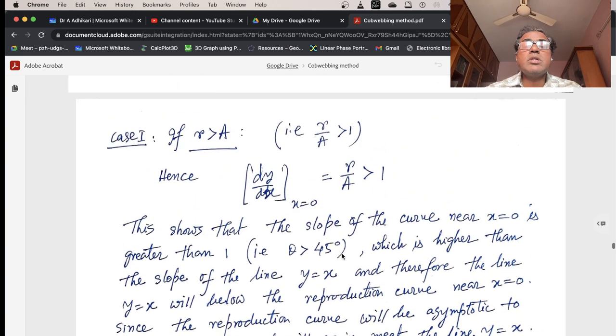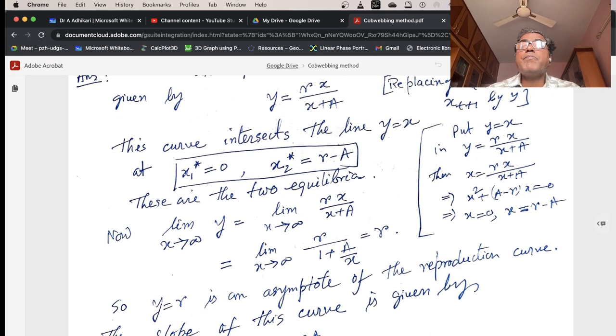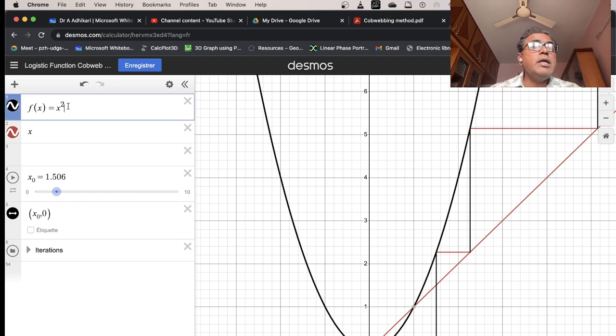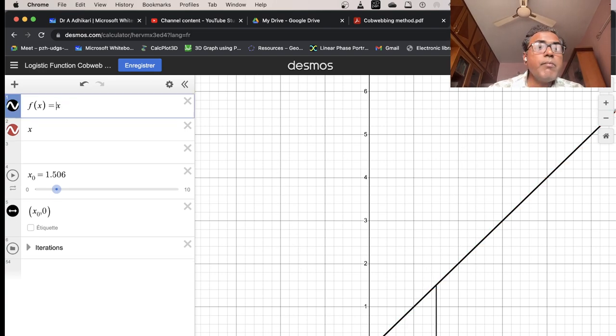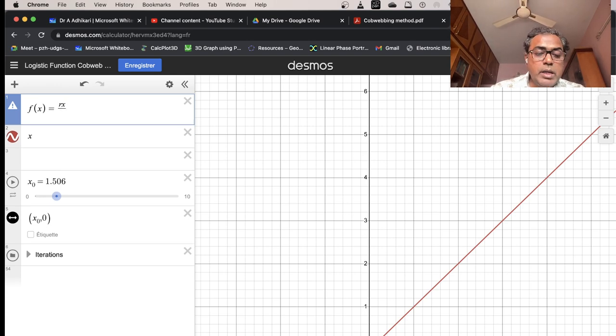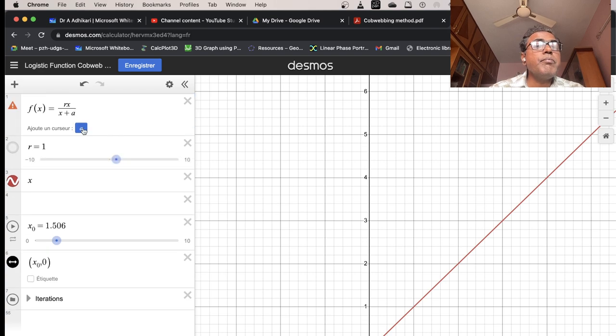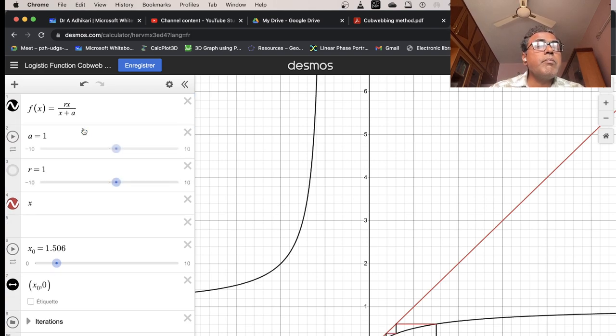So here the equation is rx by x plus a. Here we consider only the first quadrant.